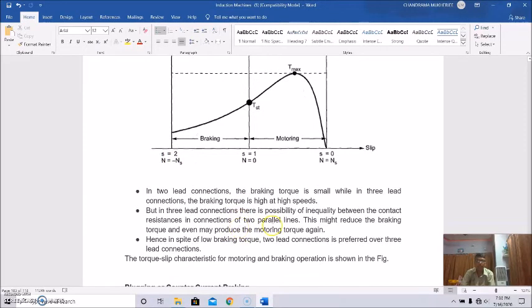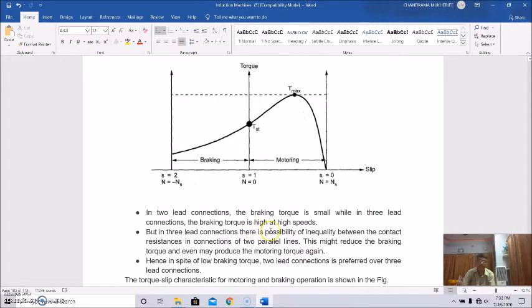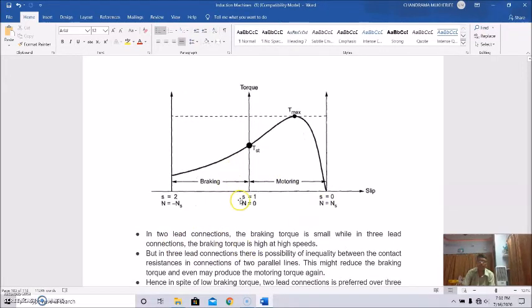So actually in this two lead connection the braking torque is small, while in three lead connection the braking torque is high at high speeds. But in three lead connection there is possibility of inequality between the contact resistance in connections of the two parallel lines, and this might reduce the braking torque, and even may produce the motoring torque again. So hence, in spite of low braking torque, two lead connection is preferred over three lead connection. And this is the torque slip or torque speed characteristics of the motoring and braking operations as shown here.